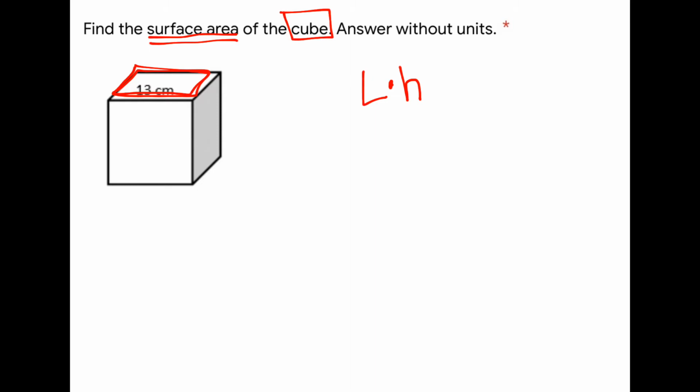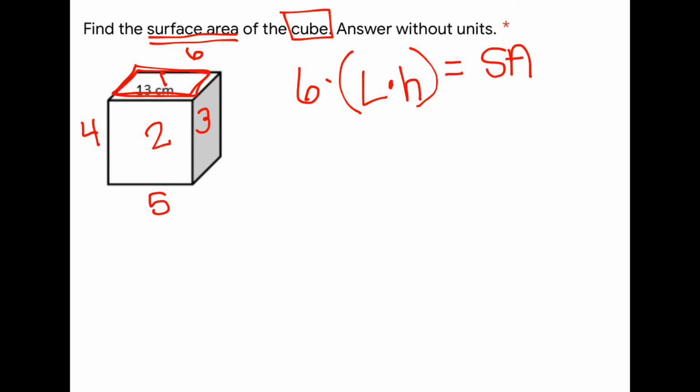After you plug that in, there are 6 of them. We have 1, 2, 3, 4. Underneath is a 5, and in the back is a 6. So you are going to multiply that by 6 because there's 6 faces on a cube. And that will give you your surface area of a cube. Once again, you are answering without units.